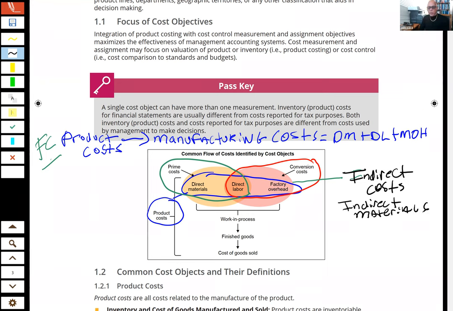Okay, indirect materials. Let's go back to that example of the table. While the wood that you use to put together a wooden table might be a direct cost, the glue that you use to put together the table would probably be an indirect material. Why? It's probably too difficult to measure the glue that you use to put together a table. Does that mean it's impossible? No, you could do it.